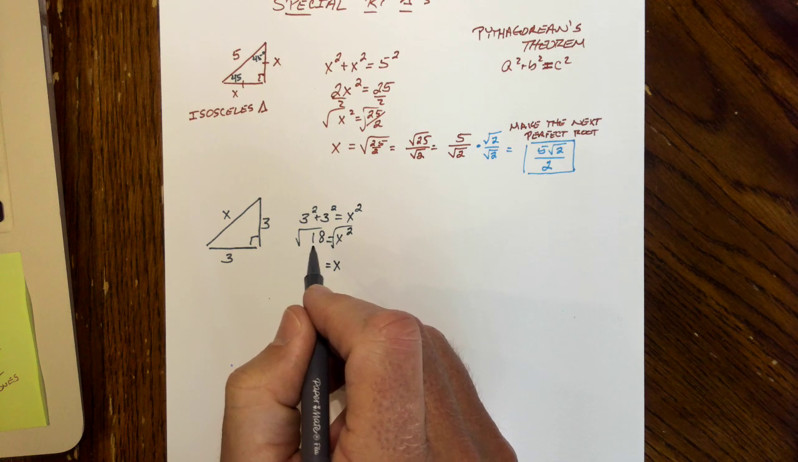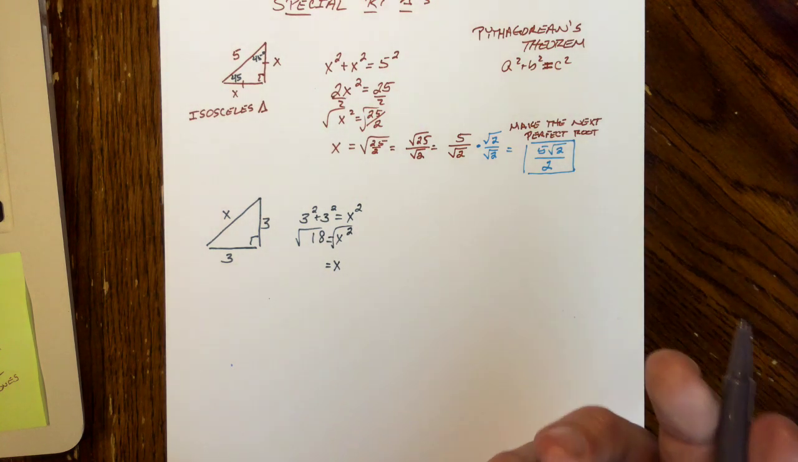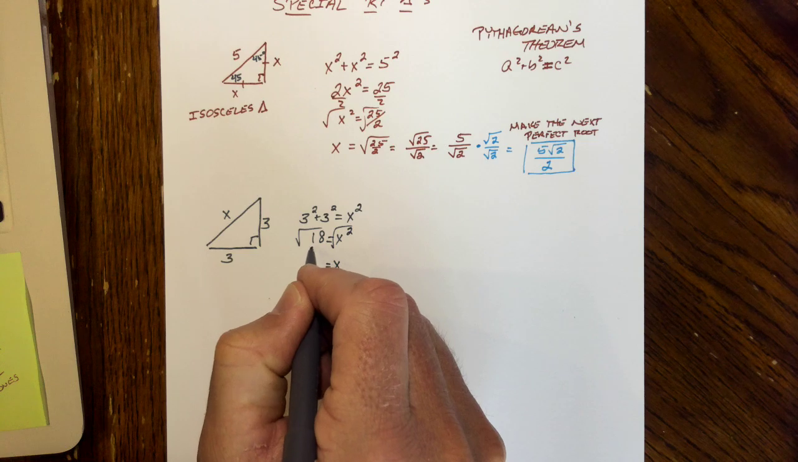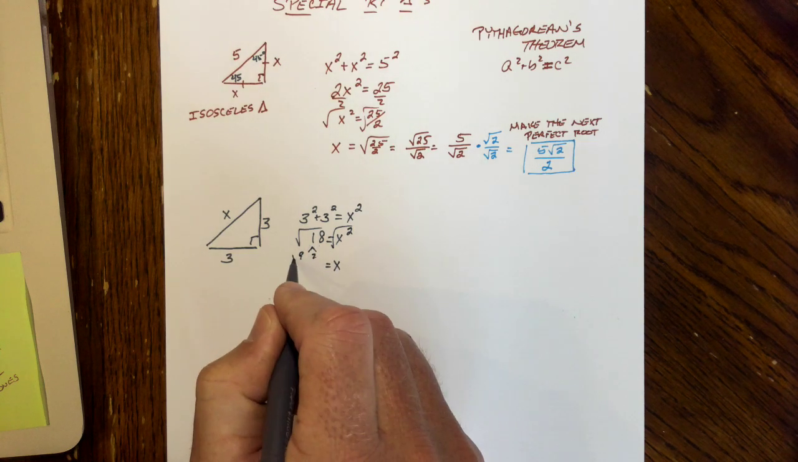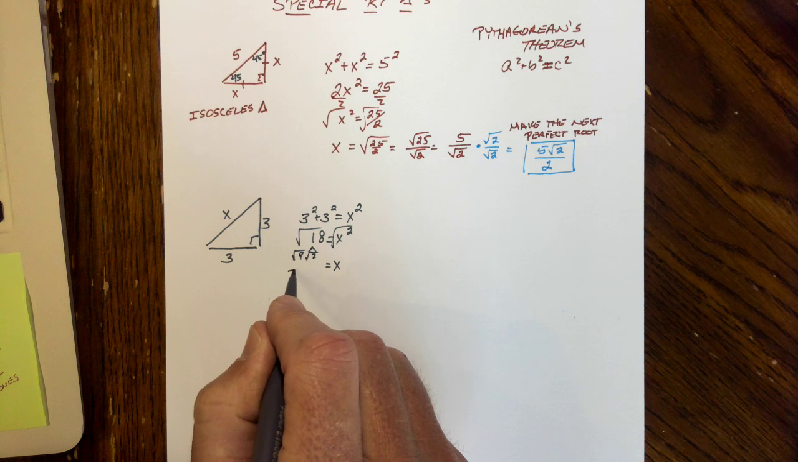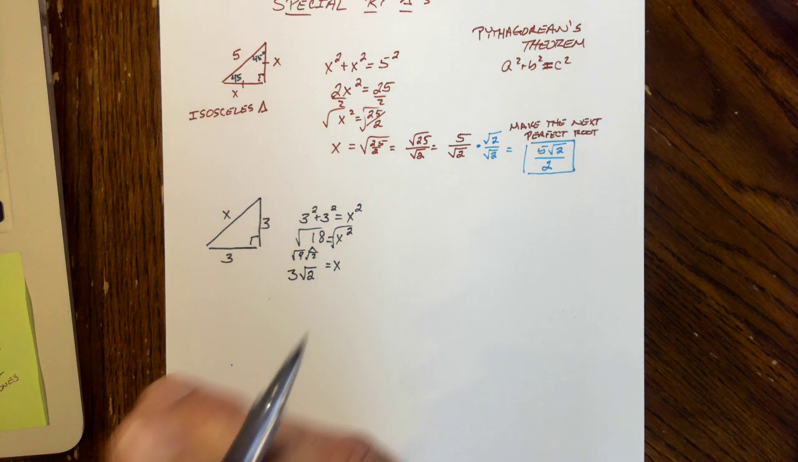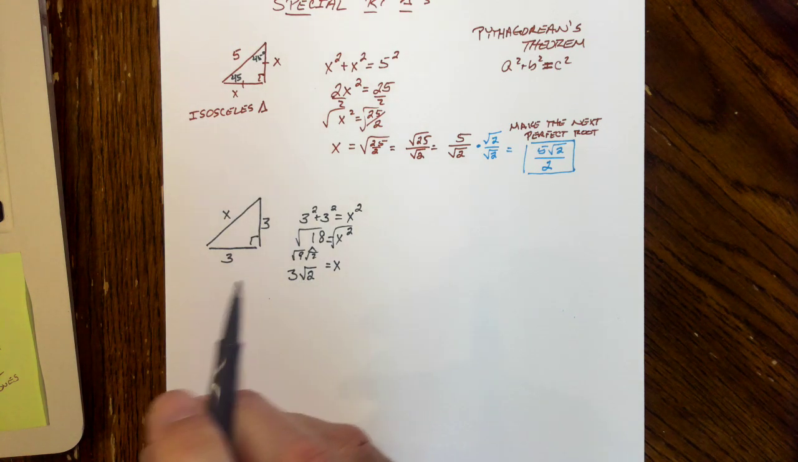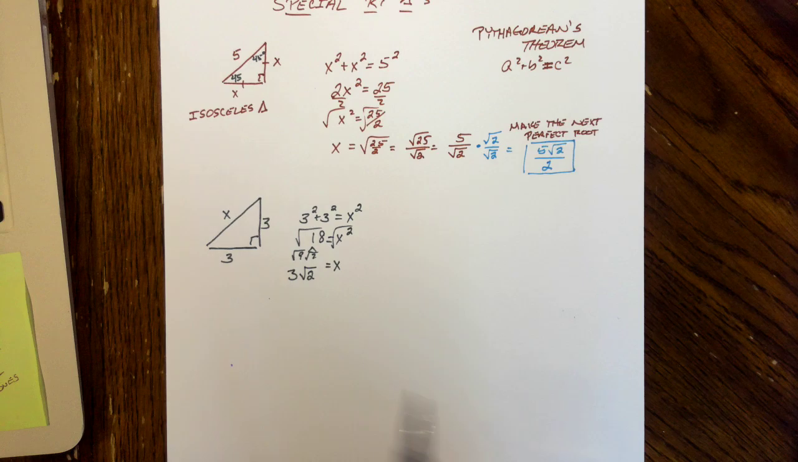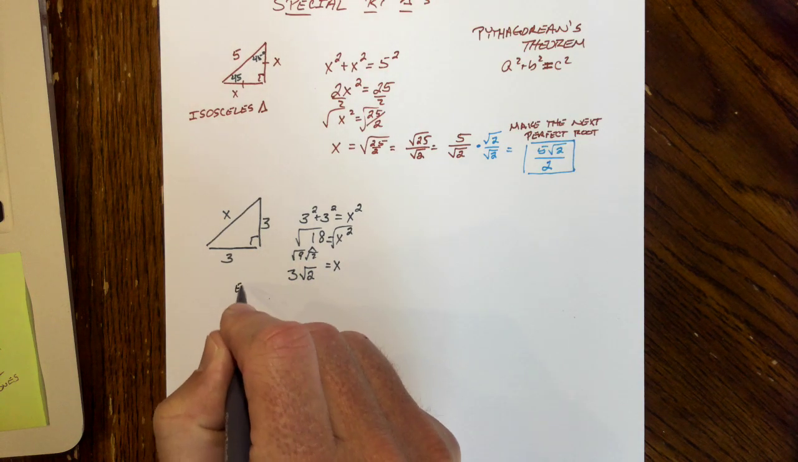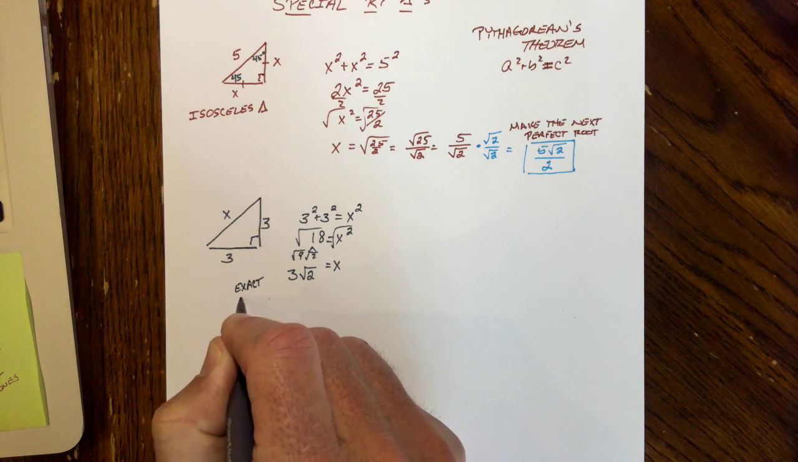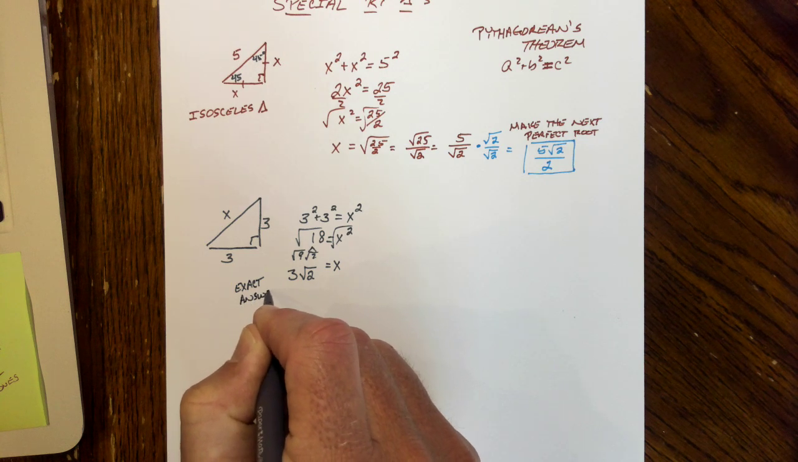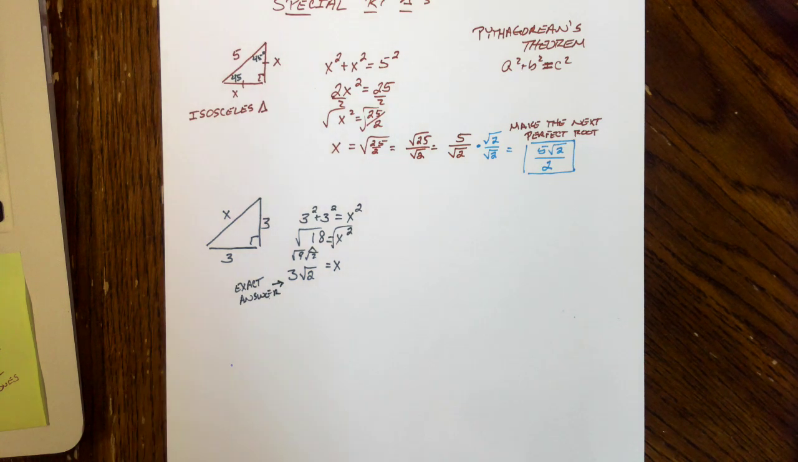X equals, it's not going to be the square root of 18. Remember, simplest radical form. There's a perfect square in there, 9 times 2. So your answer is going to be 3 radical 2. Remember, this isn't a 2. It's some decimal, 1.4142 and so on. This is called the exact answer. No rounding occurred.